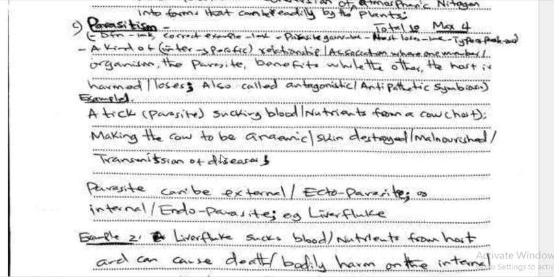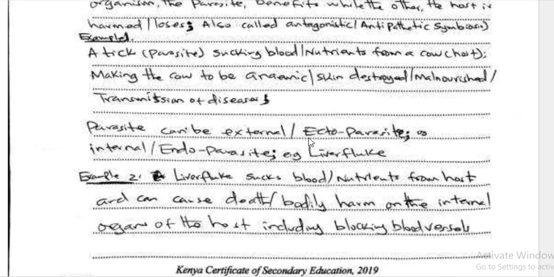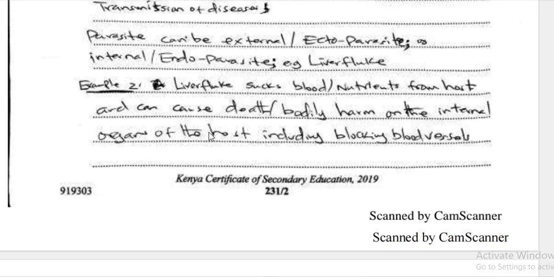Internal are also called endoparasites, e.g. liver fluke, tapeworms. External can also be called ectoparasites, for example, ticks, bedbugs. And internal parasite, for example, liver fluke, sucks blood nutrients from the host and can cause death or bodily harm on the internal organs of the host, including blocking blood vessels.